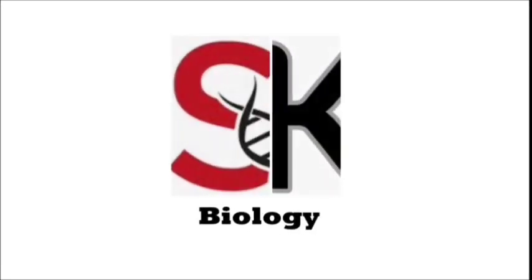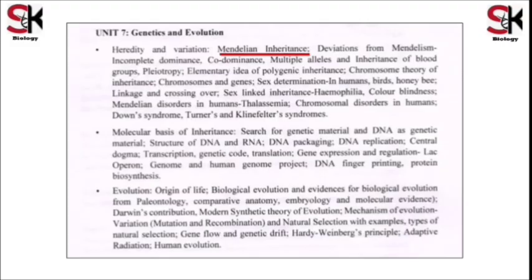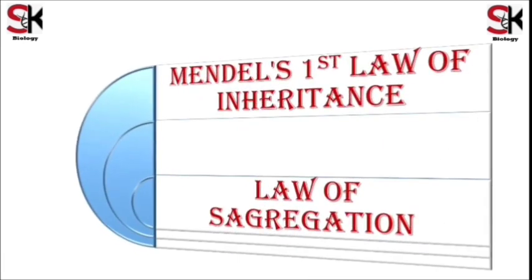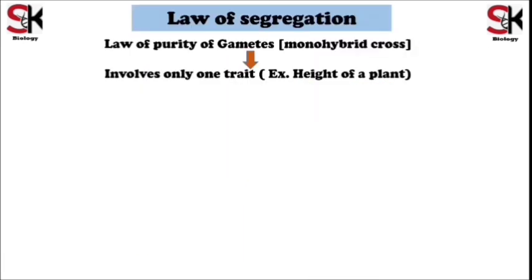Today we are going to learn Mendel's first law of inheritance, called the law of segregation. The law of segregation is also called the law of purity of gametes. This involves only one trait, so it is also called a monohybrid cross.